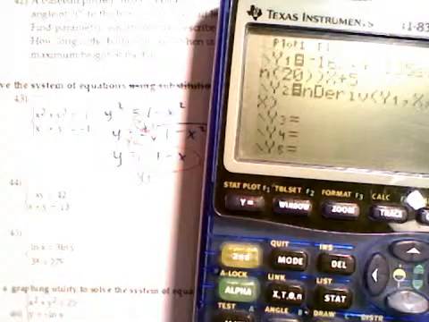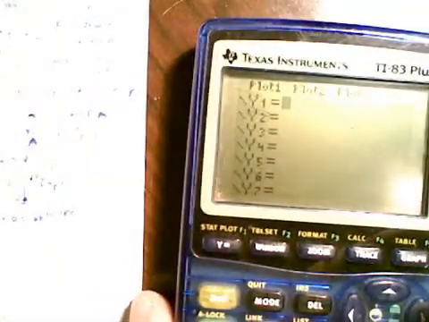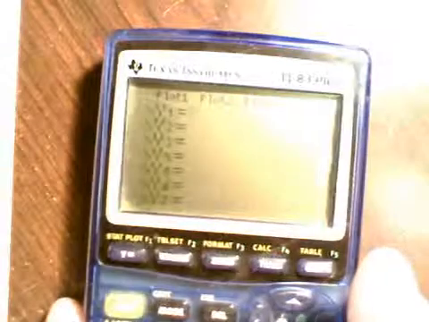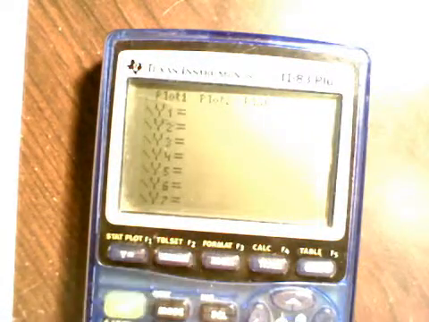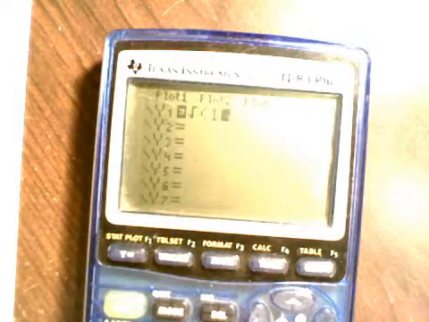We're going to go into the y equals, clear, clear, and let's type that in. So y1 is equal to the positive square root of 1 minus x squared.